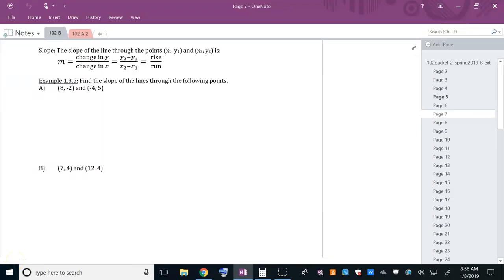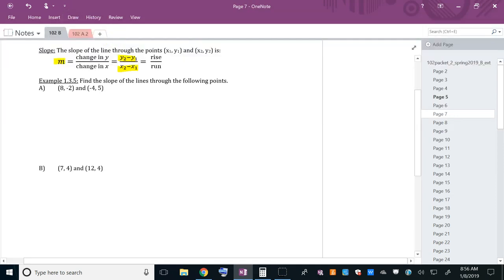Math 102, example 1.3.5, the slope of a line. If we have a line through the points x1, y1 and x2, y2, the slope, which we represent with a lowercase m, is y2 minus y1 over x2 minus x1. The other versions of the formula are alternate ways to remember it.